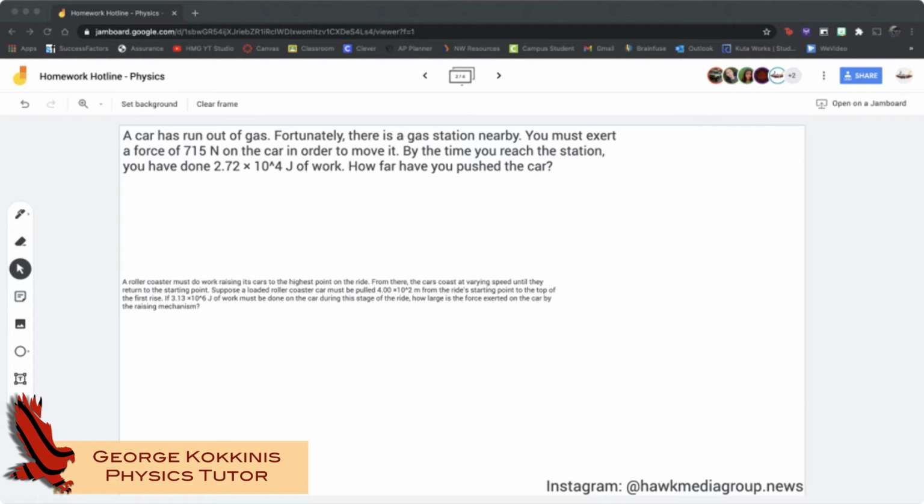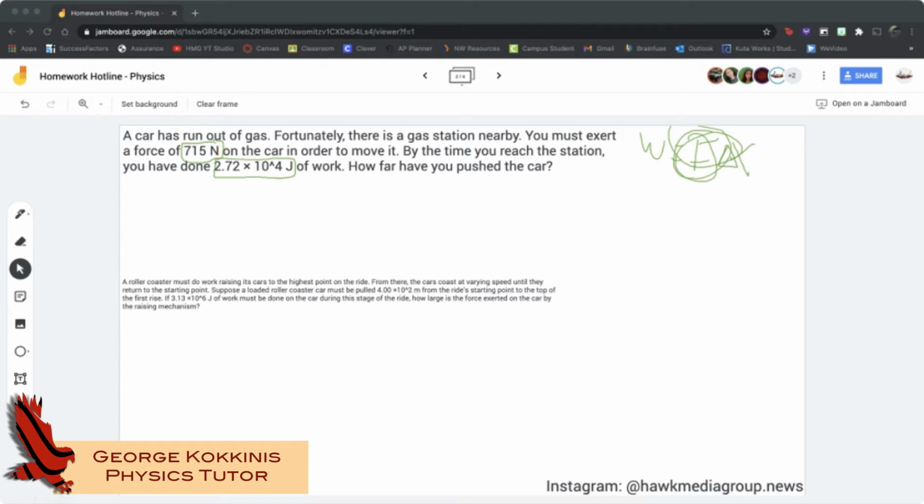Now, in science, wording is most important. So if we take a look, let's get my pen out. We read this. Now, we use the equation work equals force times distance. So we have to find at least two of these numbers. We can see one right here, 715 newtons, and that is in place of force. And we get this number right here, joules, and joules is always work.